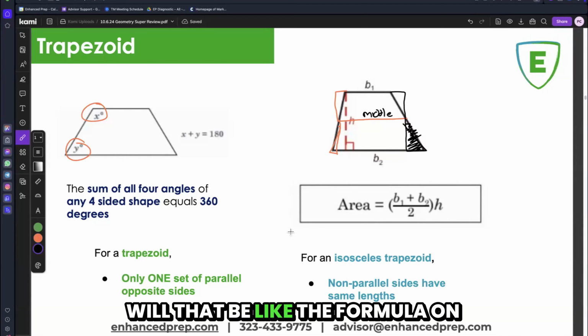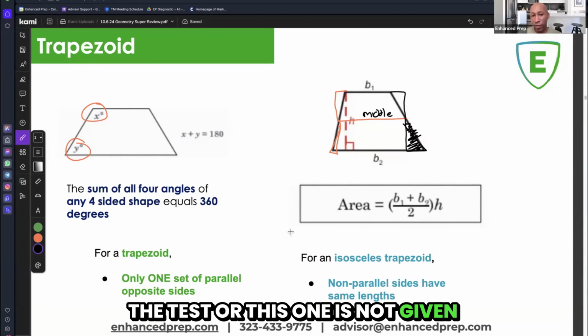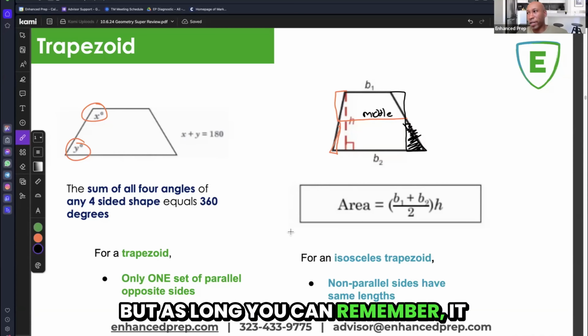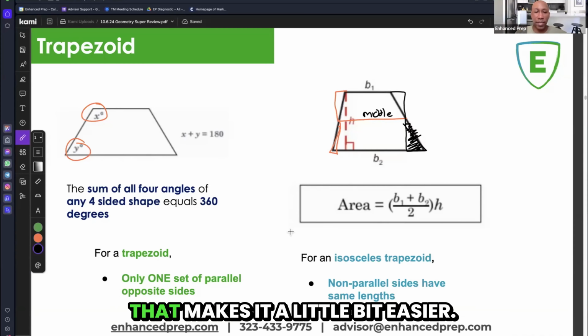Will that be the formula on the test, or do I have to memorize it? This one is not given on the exam. So this would be one that you will want to remember. Okay, got it. But as long as you can remember it needs to be right in the middle, then that makes it a little bit easier.